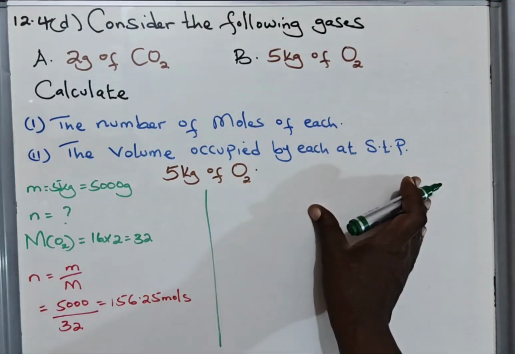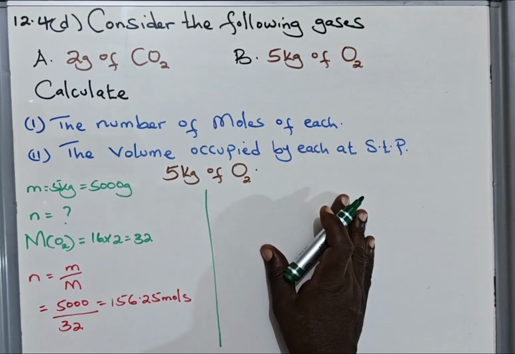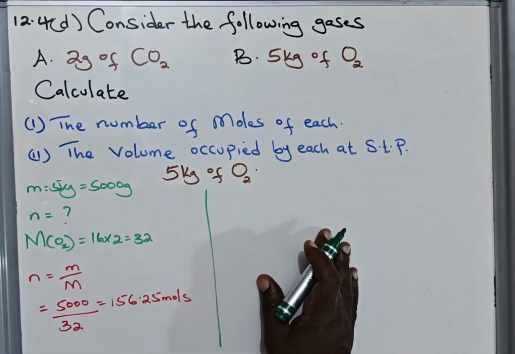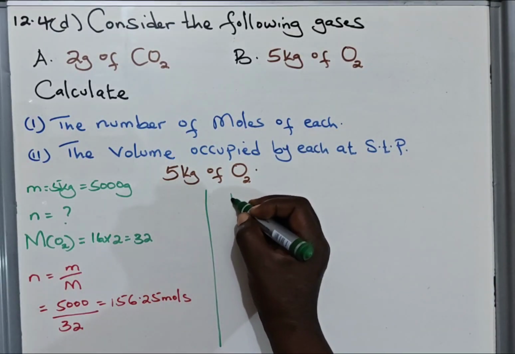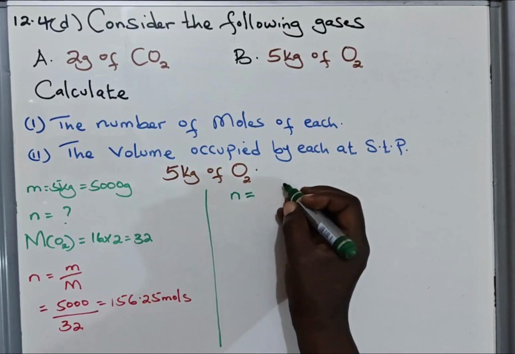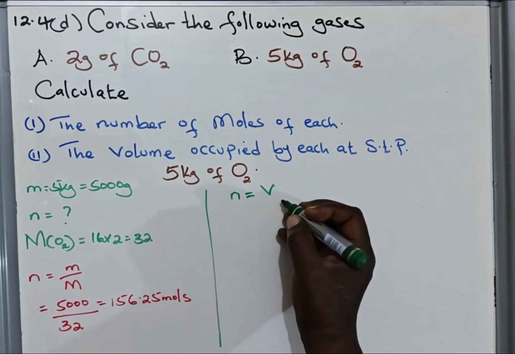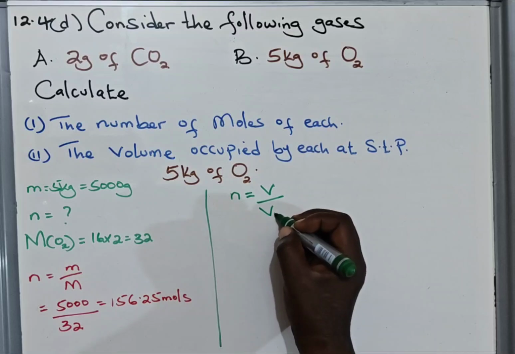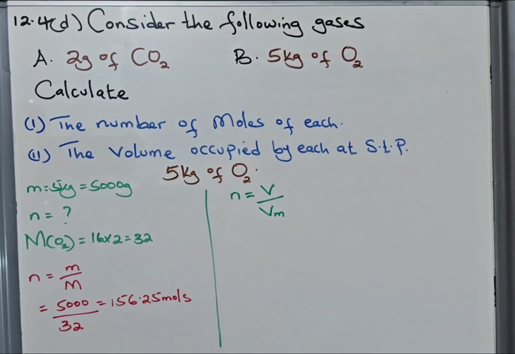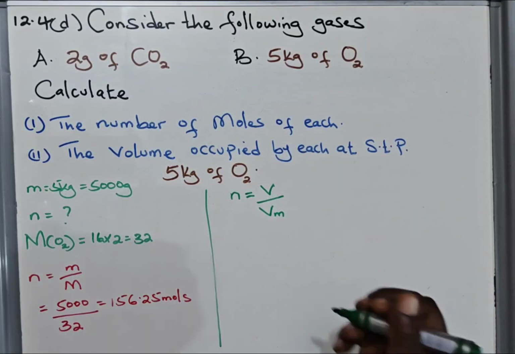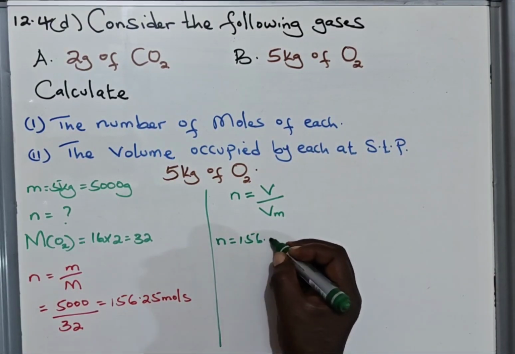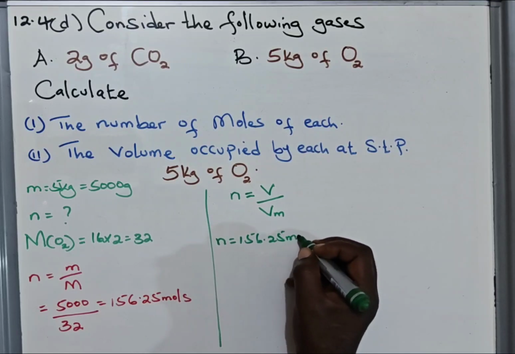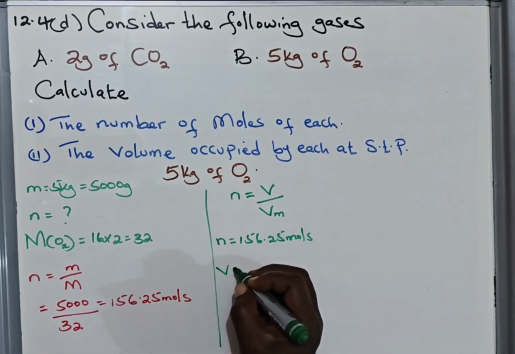Our next step is to go to the second part. They want the volume occupied by the gas at STP. That question is answered using the relationship which says that the number of moles is equal to the volume of the gas over the molar volume at that very temperature. So for this case, what is n? We know our n. It is 156.25 moles.